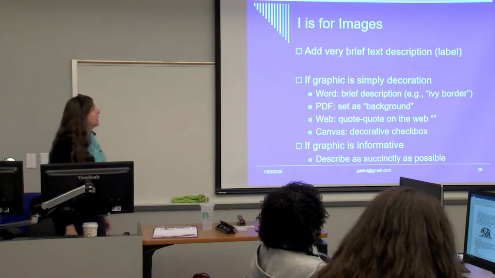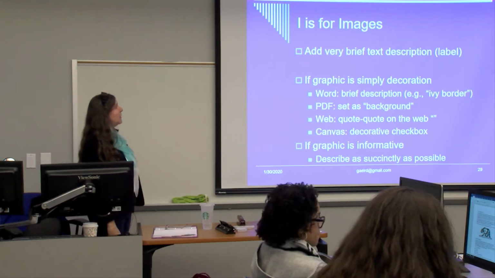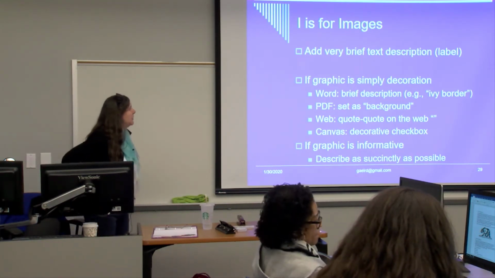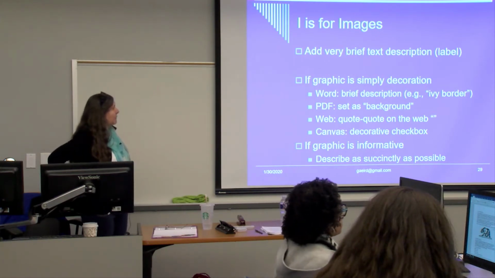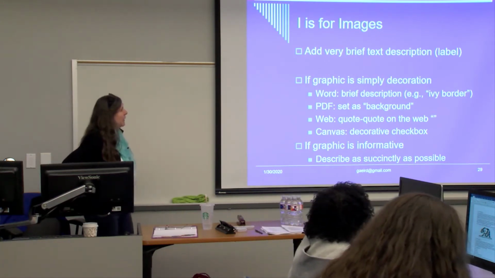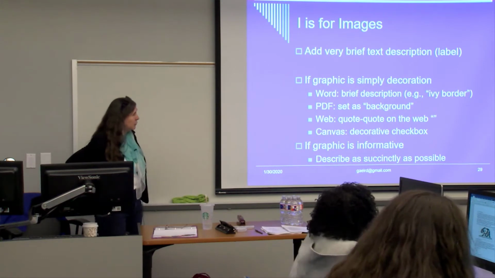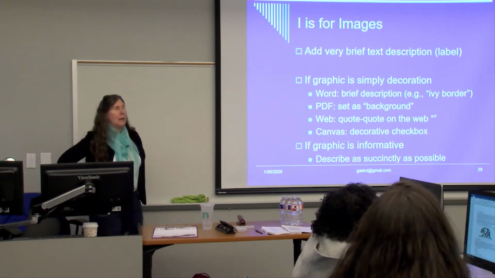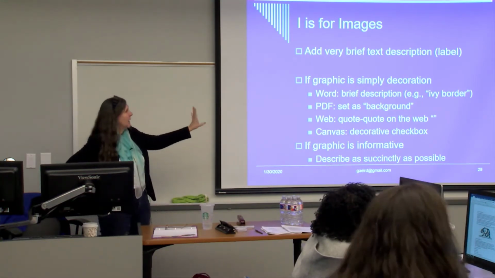We're going to go on to I is for images, and this is our brief text description, our brief alt text that we're going to be putting onto the graphic. If the graphic is simply decoration and you have no other way to deal with it, you can put it as an ivy border. You can say something short like ivy border.